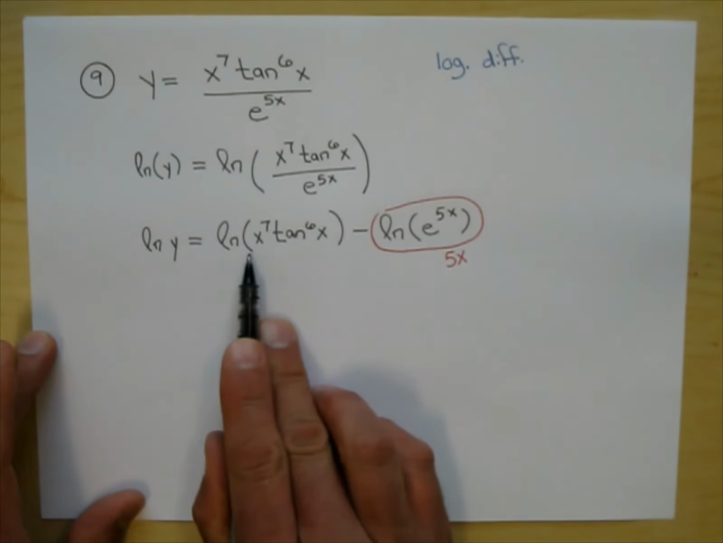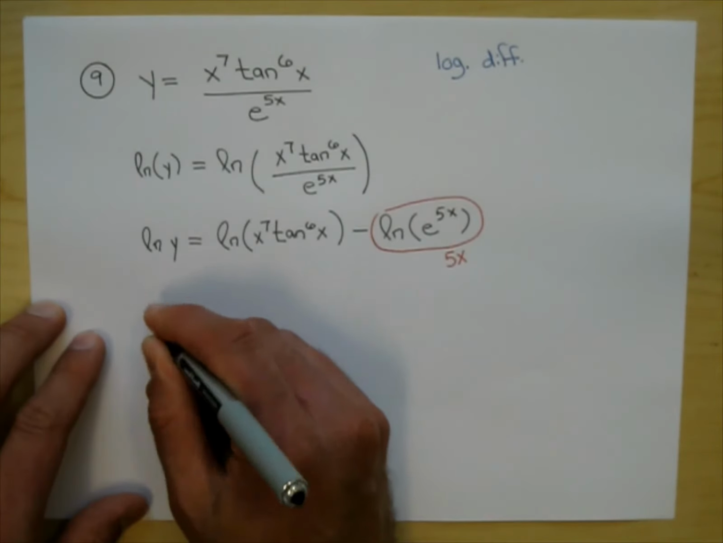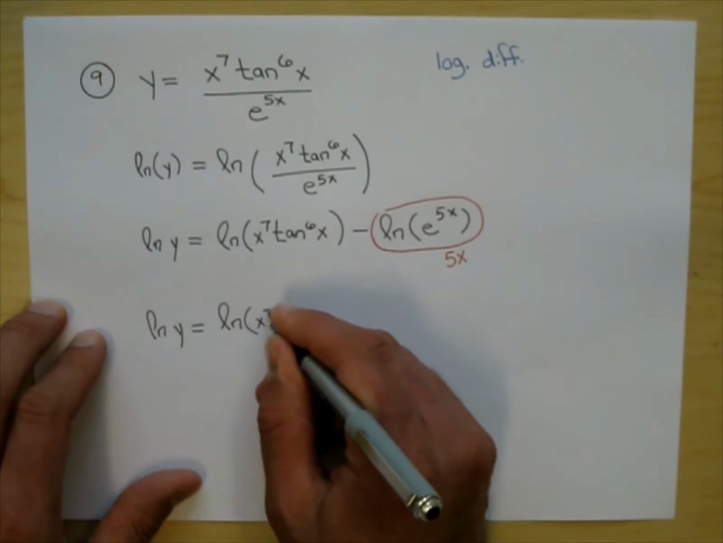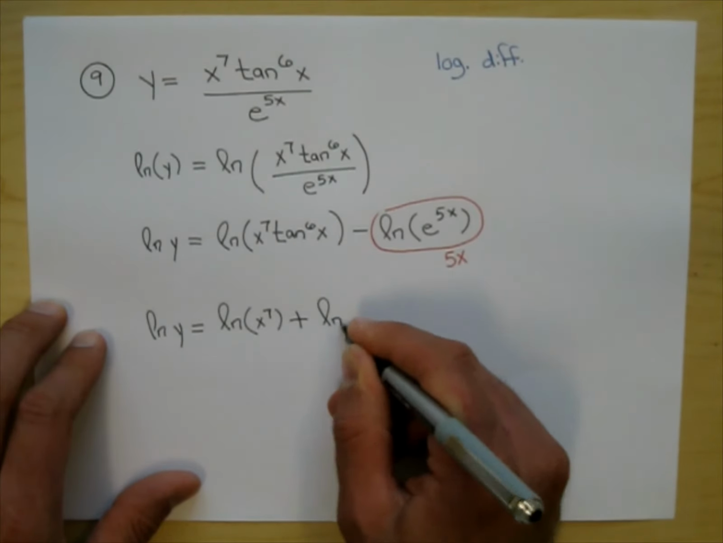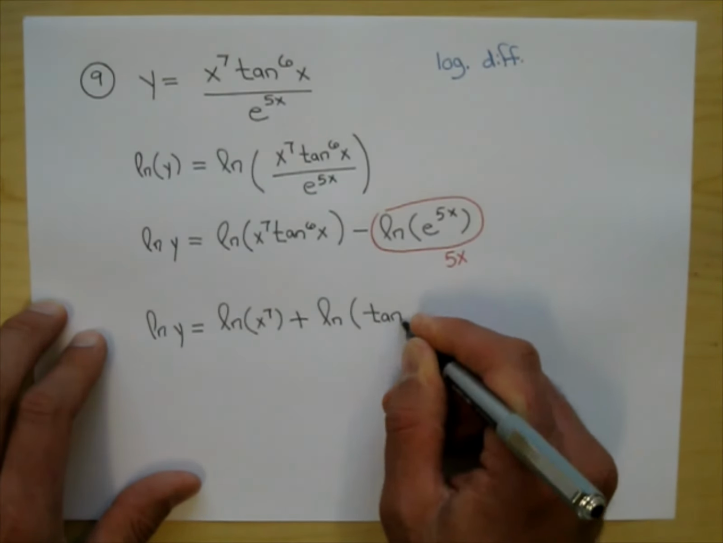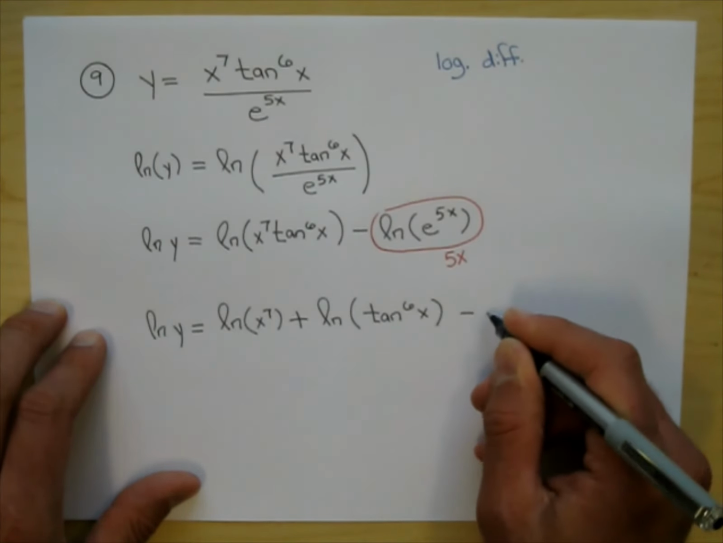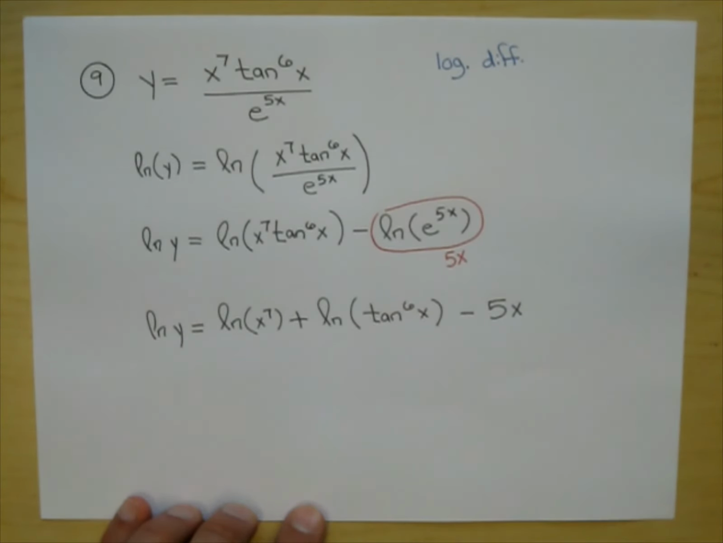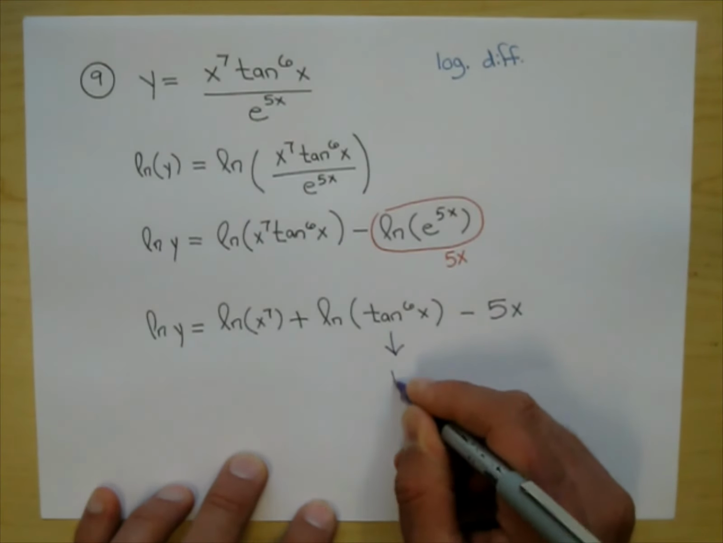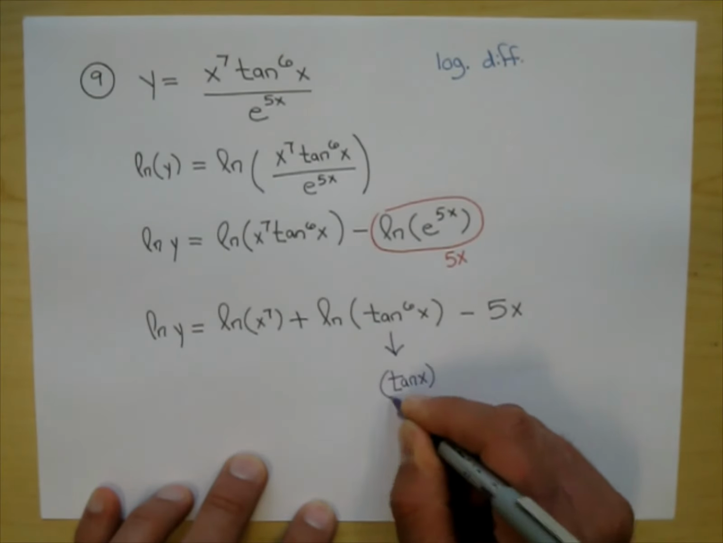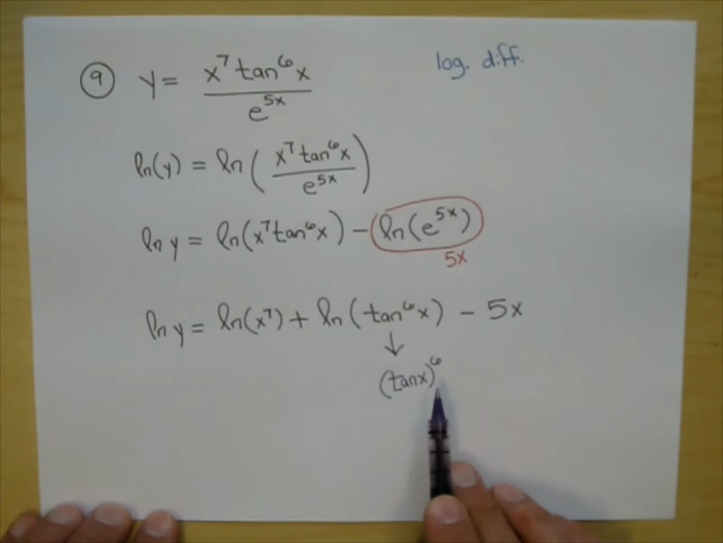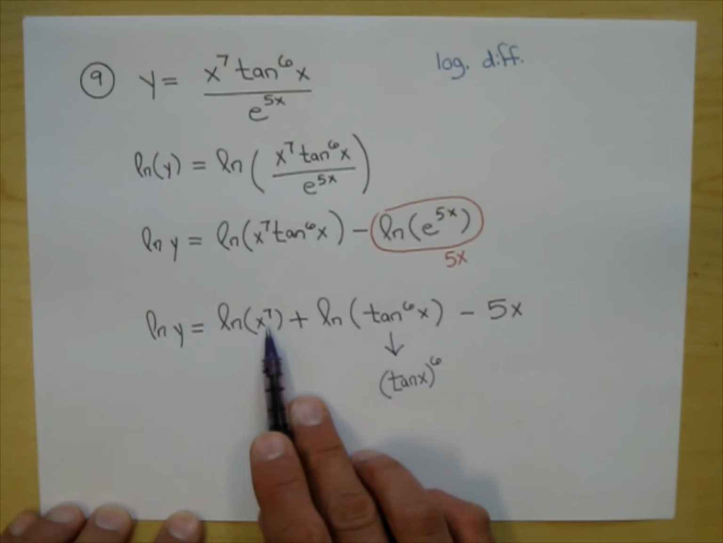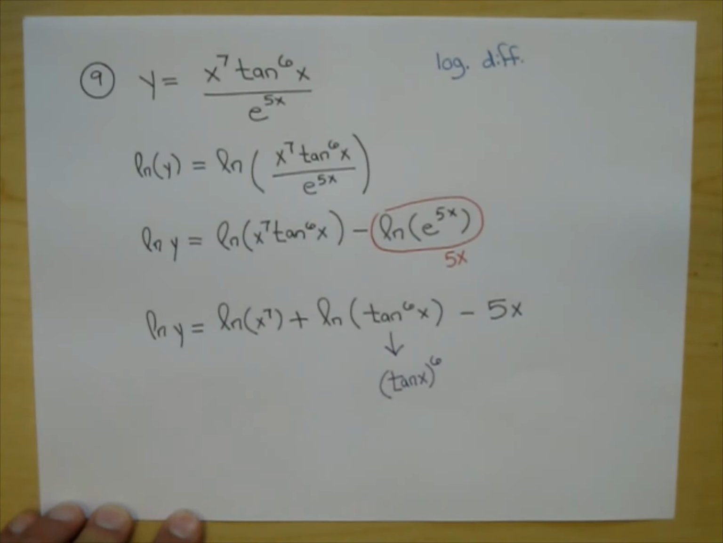Meanwhile, over here, we're going to use the product rule of logarithms. So I have ln y equals ln x to the 7th plus ln tangent to the 6th minus 5x. Now, this tangent to the sixth is really tangent x, the whole thing raised to the sixth power. So we've seen this before in this lecture. The 6 is going to jump in front of the log, so this is the power rule for logarithms, and the 7 is going to jump in front of that log. So let's write that down.